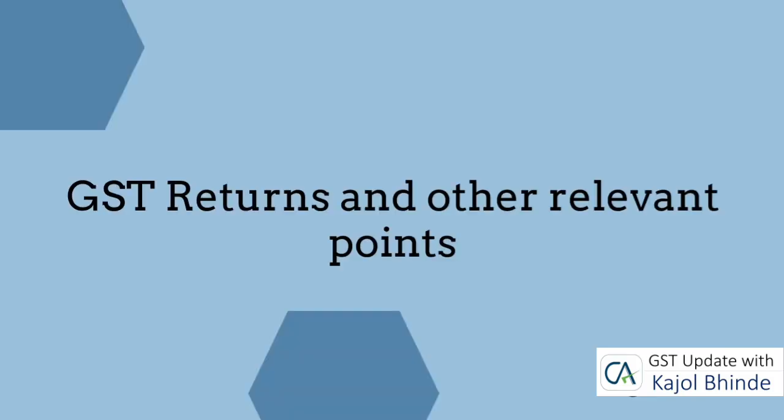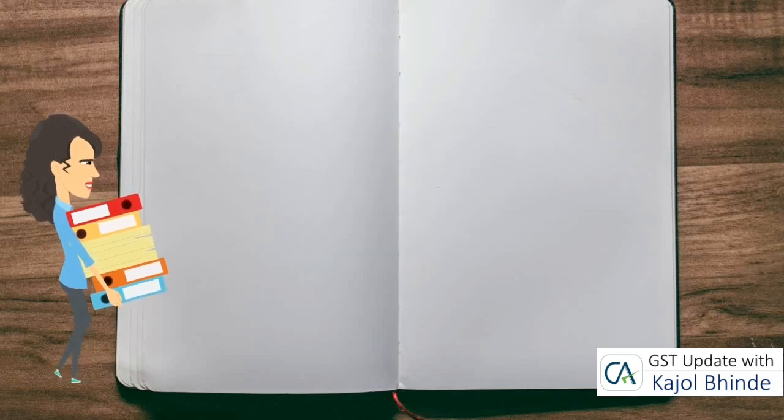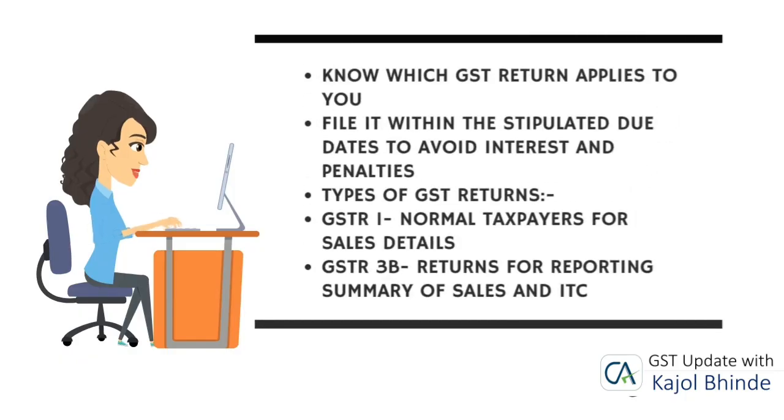GST returns and other relevant points. GSTR 1, GSTR 3B, GSTR 4 are the main returns. Firstly, know which type of GST return applies to you. Then file it within the stipulated due dates to avoid interest and penalties. Below are the type of returns to be filed by GST registered taxpayer.